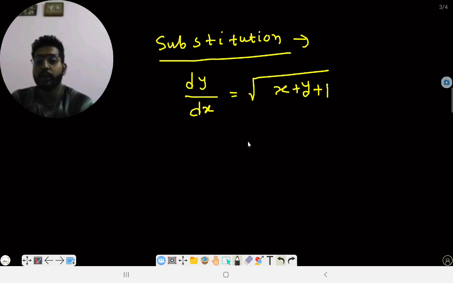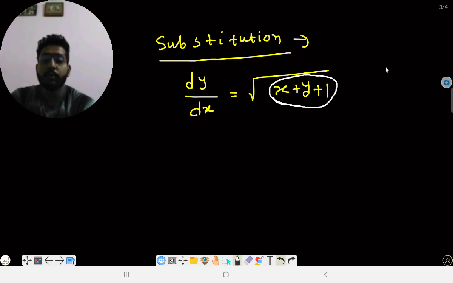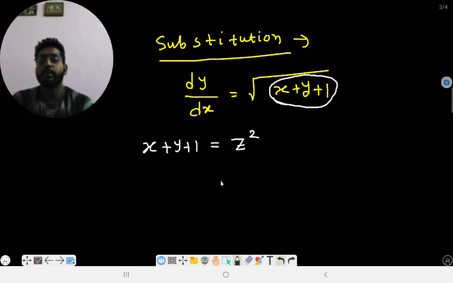So what to do here? The problem is this part: the root of x + y + 1. So here I need to substitute. I am taking x + y + 1 = z square, because there is a square root, so just for that I am taking z square. This is called the substitution. Why am I taking the substitution? Because from here it is impossible to separate the variables. So x + y + 1 is z square.